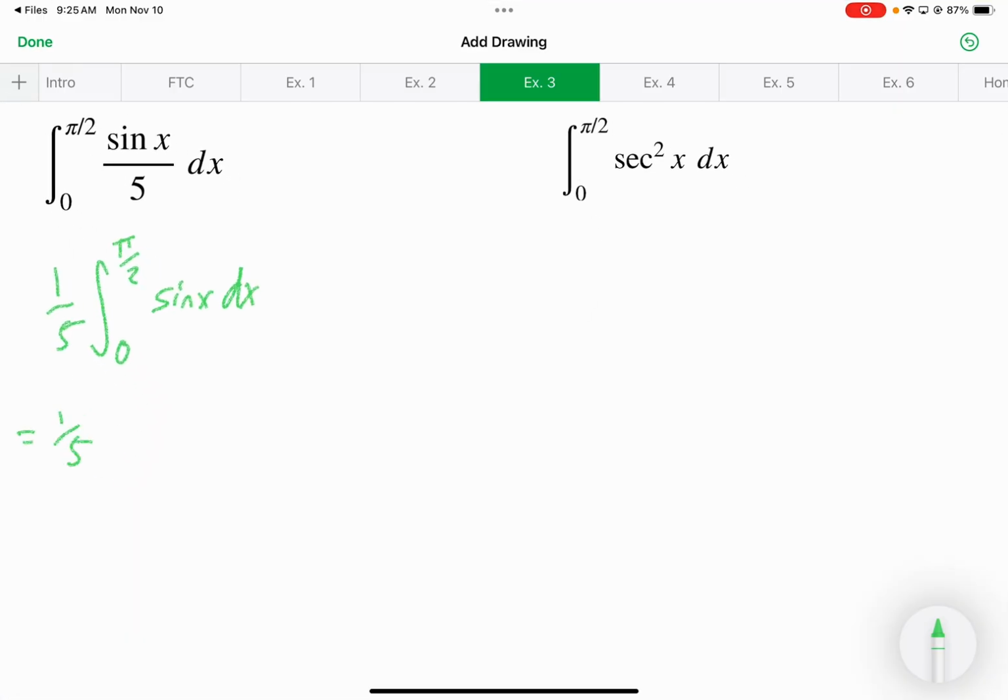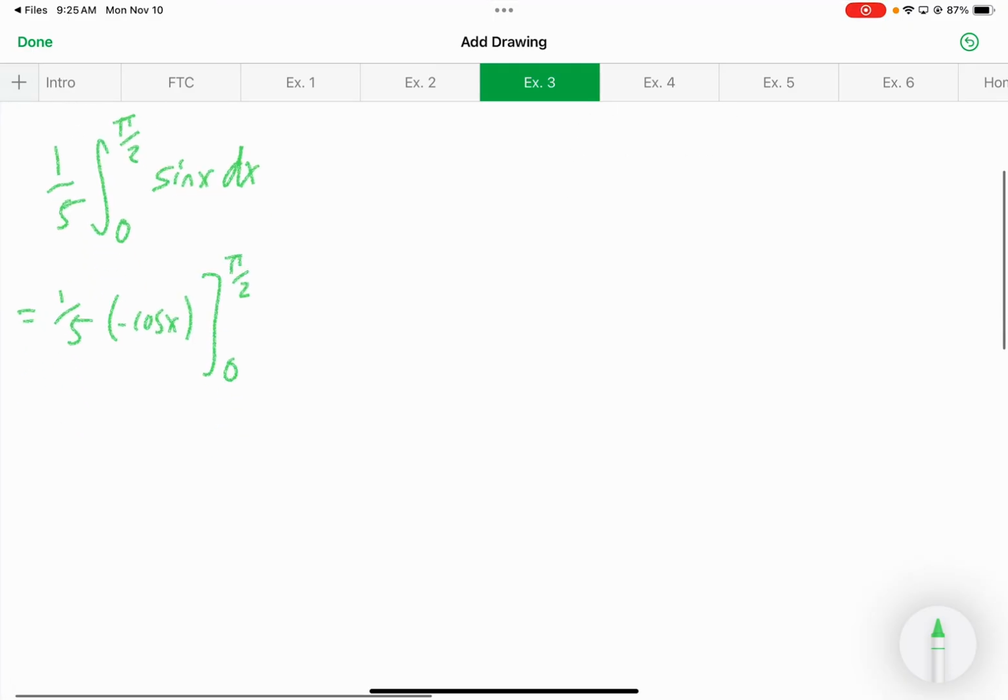Antiderivative of sine. Good. Negative cosine of x. We want to evaluate that from 0 to pi over 2. If you want, you can lump that negative from the negative cosine with the 1/5. So make it negative 1/5. And then we evaluate positive cosine inside that parenthesis. So cosine pi over 2 minus cosine of 0.